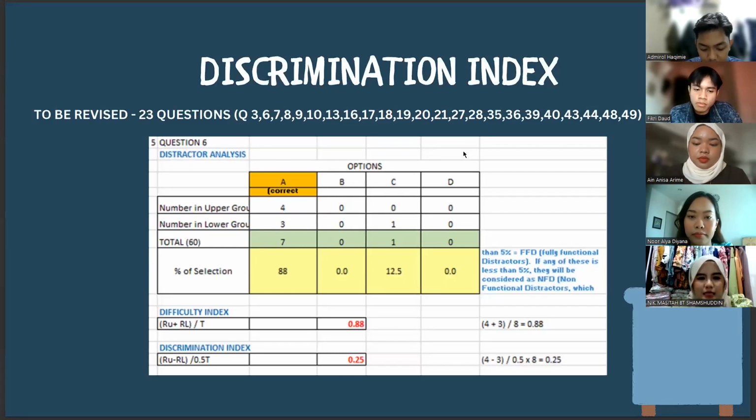Next slide is here. There are 23 questions that need to be revised. For example, question number 6. The discrimination index is 0.25. So the question needs to be revised because the range for revision is 0.15 to 0.29. Next slide, please.